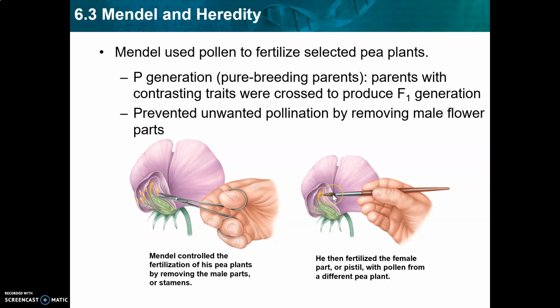So he would use a paintbrush to get pollen off of a white flowered plant and place it directly on the female part of this purple flowered plant. So the two plants, the purple and white flowered plants, were the P generation. He selectively bred them to produce their children, which is the F1 generation.